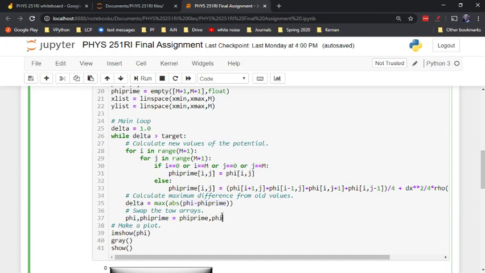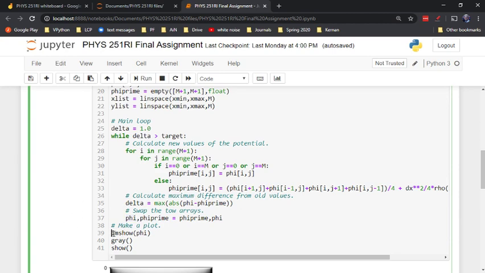And this is a new trick I learned. I did not learn this trick until this week, that you can set up an equal sign like this to swap two things. So here it's saying phi gets replaced by phi prime, and phi prime gets replaced by phi, right? Because I need the new guess to become the old guess by the time I loop back around. I thought it was pretty cool. That's a neat way to swap things. It certainly saves a lot of space.